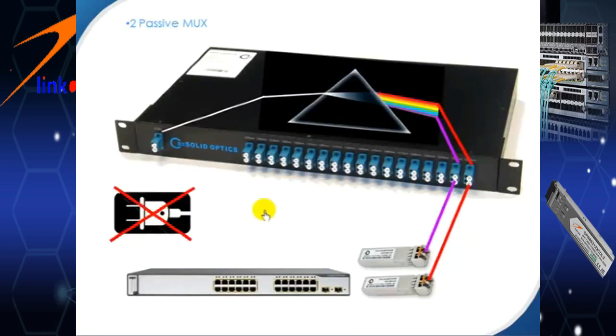The passive mux doesn't use any electricity at all. The specific light is coming from the CWDM optic. The CWDM optic has different light colors, which is plugged into the passive mux.